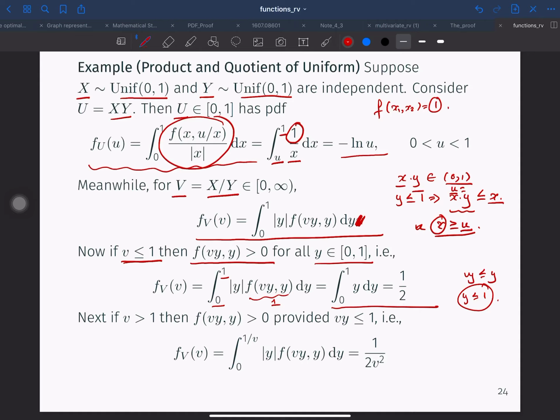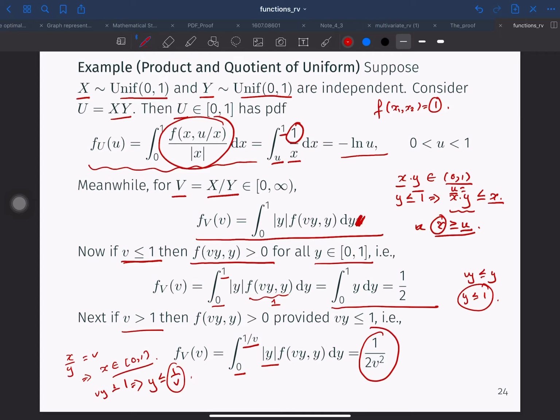Now the next problem is that if the absolute value of v is bigger than 1, then in that case, I said that x divided by y is equal to v. So what that meant is that x has to be between 0 and 1. So in that case, I know that vy has to be less than or equal to 1, which then implies automatically that y has to be less than or equal to 1 divided by v. So that's why my limit of integration goes from 0 to 1 divided by v. And once again, the absolute value of y, and that integral is easily evaluated to be 1 over 2v squared.